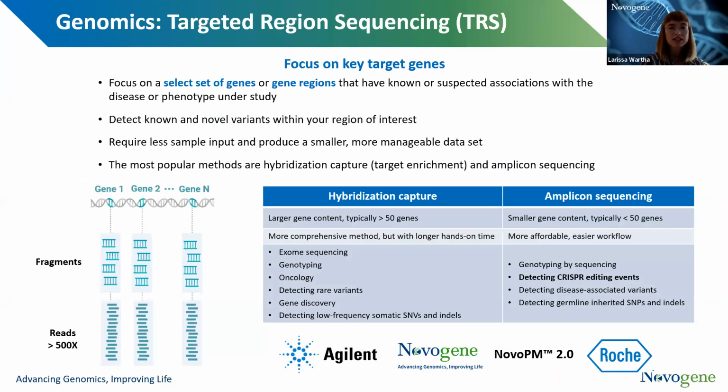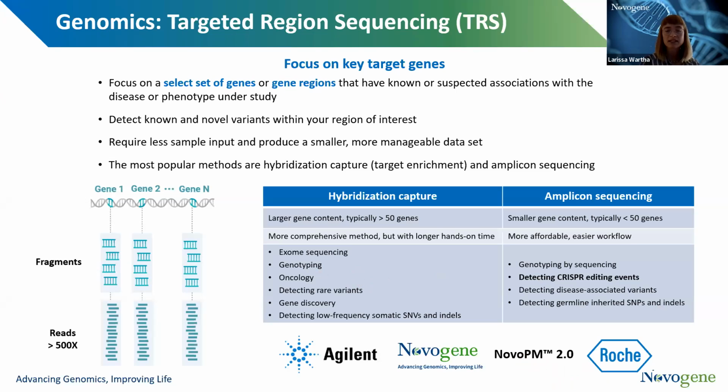Targeted region sequencing makes everything more focused. It only focuses on a subset of genes or regions known or suspected to be associated with a disease or phenotype under study. You can detect known and novel variants within a region of interest by requiring less sample input and producing a smaller, more manageable data set. There are 2 different approaches here. You can do hybridization, which is quite similar to whole exome sequencing, where you're basically designing probes to target regions. Here at Novogene, we have the NovoPM 2.0, for example, which entirely focuses on cancer targets.